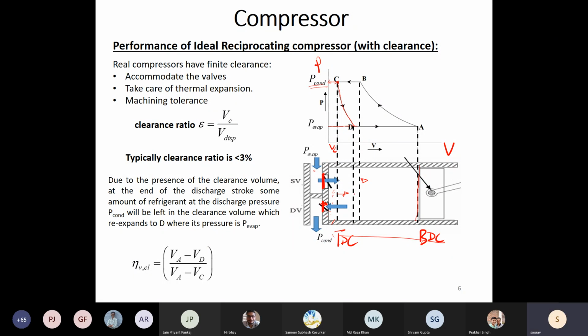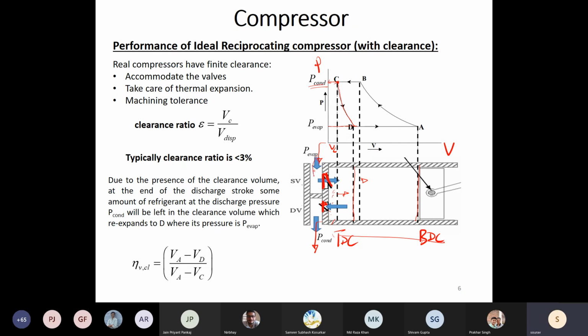And what is that sufficiently low pressure? Just below your evaporator pressure, because here it is connected to the evaporator, here it is connected to the condenser. Now let's say at some intermediate location D, the pressure inside the cylinder reaches P evaporator. That is the time or location where the suction valve will open. That means this flap will now move to this. Definitely it will not happen instantaneously, and it will not happen exactly at P evaporator. It will happen at a slightly lower pressure because it has to overcome the spring force over here.